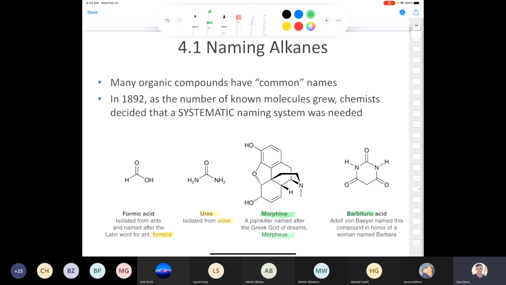And barbituric acid is even funnier. It was named by Adolf von Baeyer, who discovered it, and he simply named it after a woman named Barbara, in honor of her, it says here. I think he was just infatuated with her, is what I read.